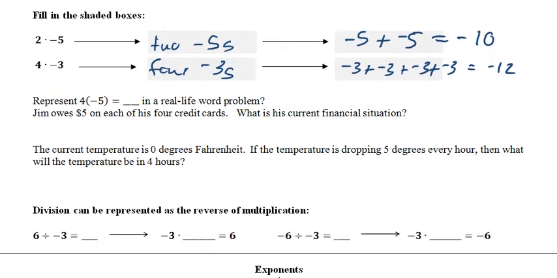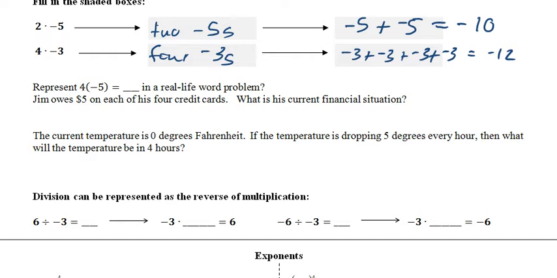And there you go. Alright, so here's how it looks in a real life problem. If you had 4 times negative 5, you're thinking, why do we use these negatives? Well, here's the real life problem. We already know that that would be negative 20, right? And here's why as well.